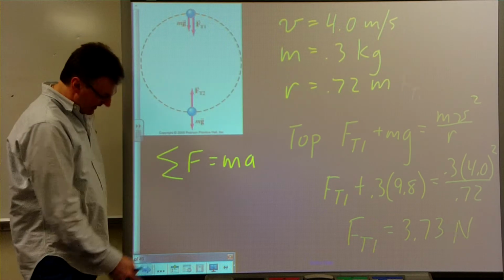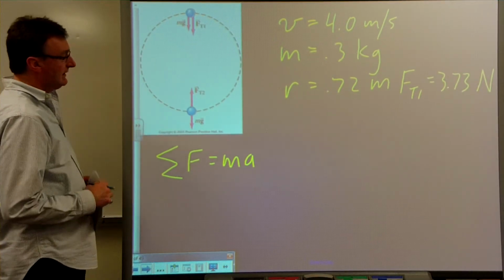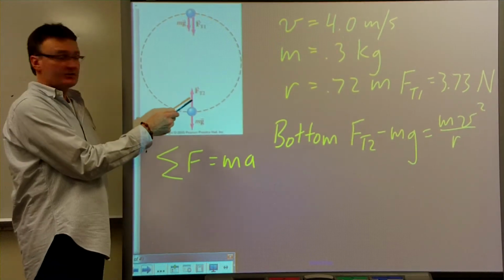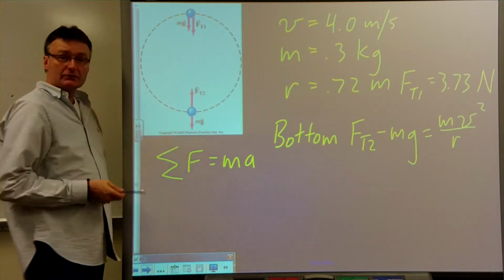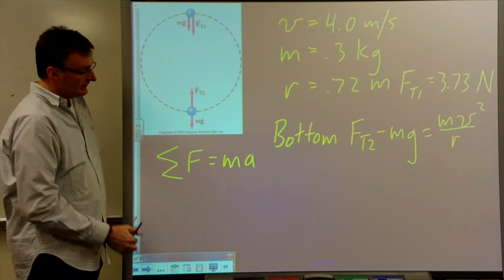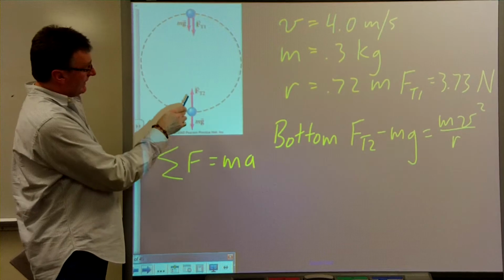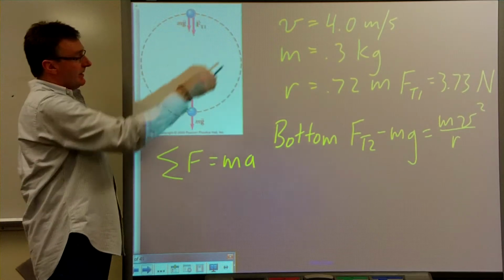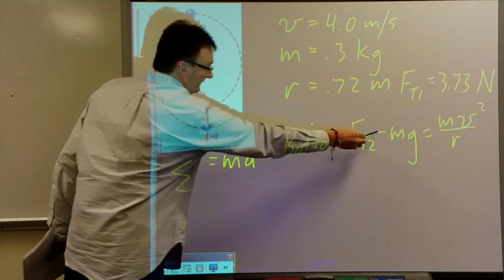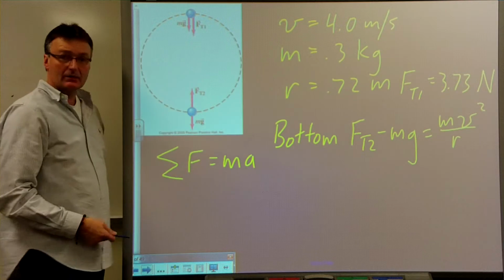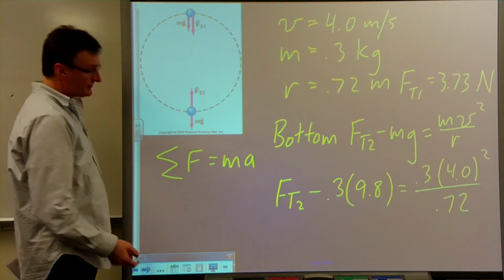All right, so let's see how that compares with the bottom. So let's look at the bottom now. When it's at the bottom, we have a tension force up, we have the force of gravity down. We'll call the up direction positive. And so Ft2 minus mg now. At the top it was plus, now it's going to be minus because they're in opposite directions. That now has to equal mv squared over r, and that's going to change our answer quite considerably.